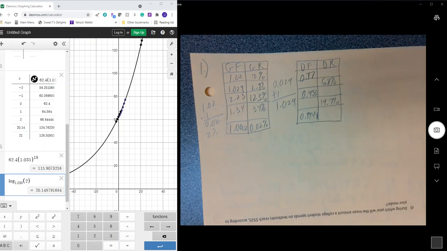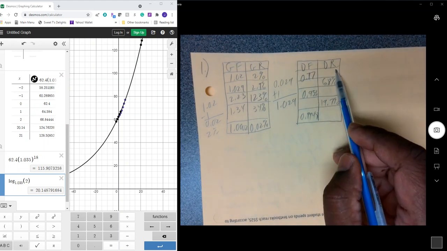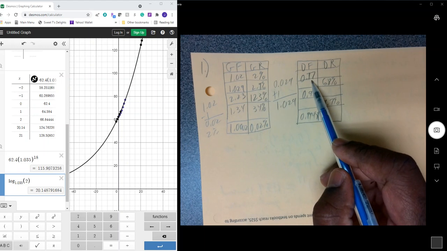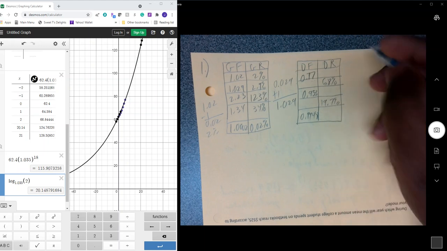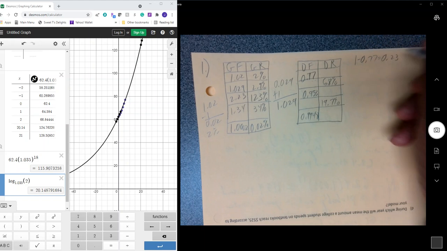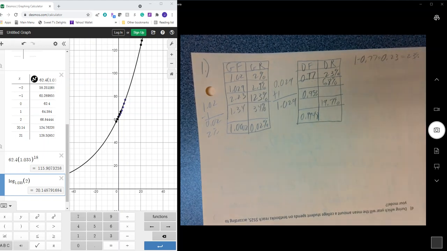Okay, now, the decay factor is basically the same thing, except we would do 1 minus. When we go from decay factor to decay rate, we'll take 1 minus the decay factor and then change it to a percent. 1 minus 0.77 equals 0.23, and we'll change that to a percent, which is 23%. So the decay rate is 23%.